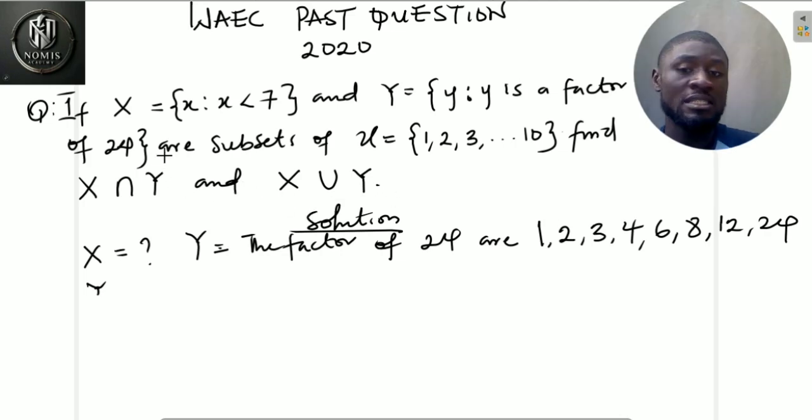But this is not giving the limit to all these elements. It says they are all subsets of the universal set ranging from 1 to 10. So that means the limitation to X has been given, and not all the factors of 24 are elements of Y. They have been given limitation by the elements of the universal set. So the elements of the universal set determine which of the elements explained here will be the elements for X and for Y. So let's get into that now.